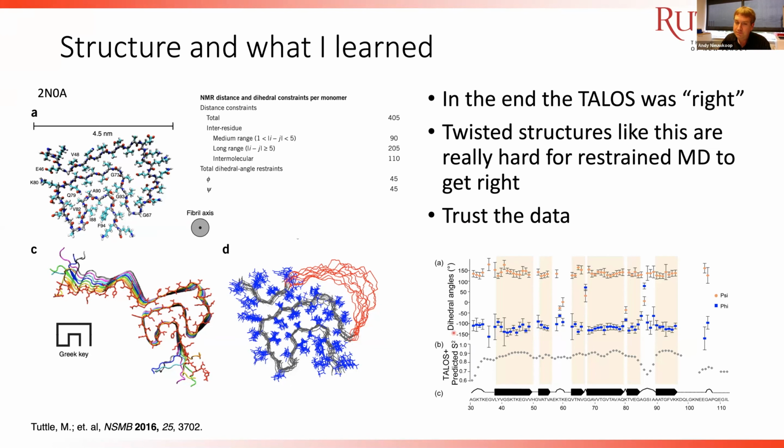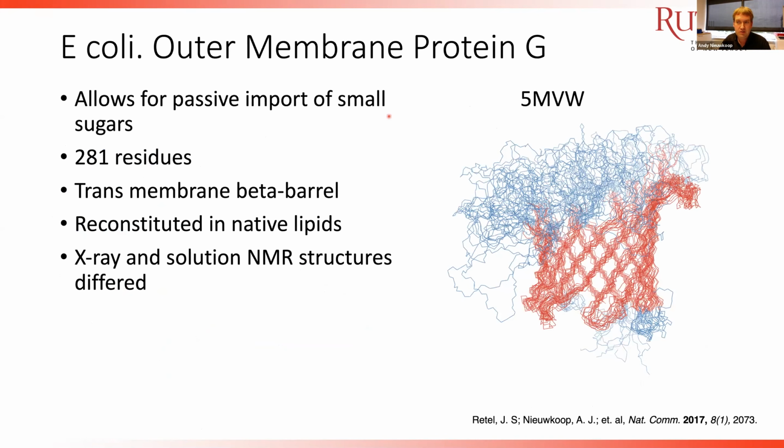And the advice here is that science is hard and you have to trust your data, even when it's telling you something that has nothing to do with your preconceived notions. The final thing to point out here is we've gotten to about 10 restraints per atom, which is sort of where you need to be to get good structures. The second thing I wanted to tell you about was this outer membrane protein G.